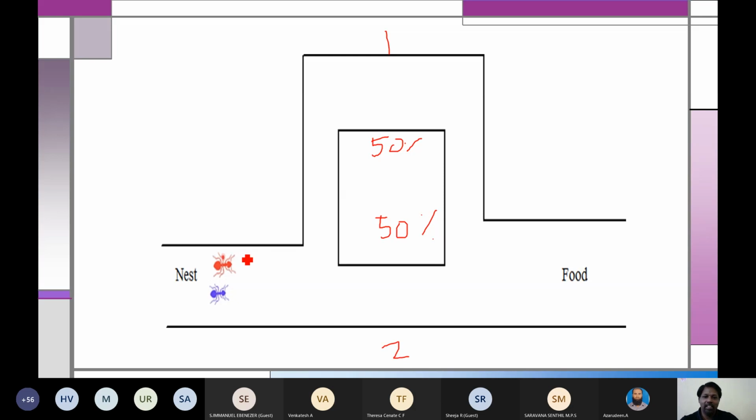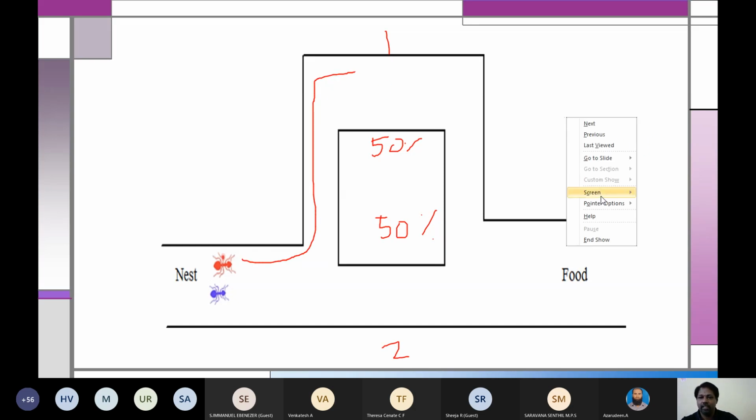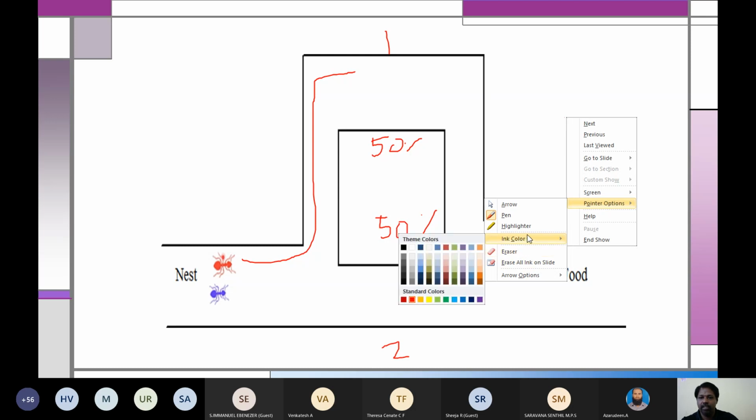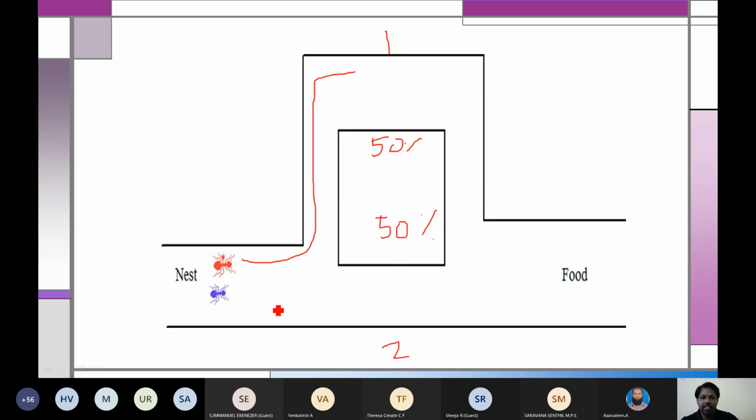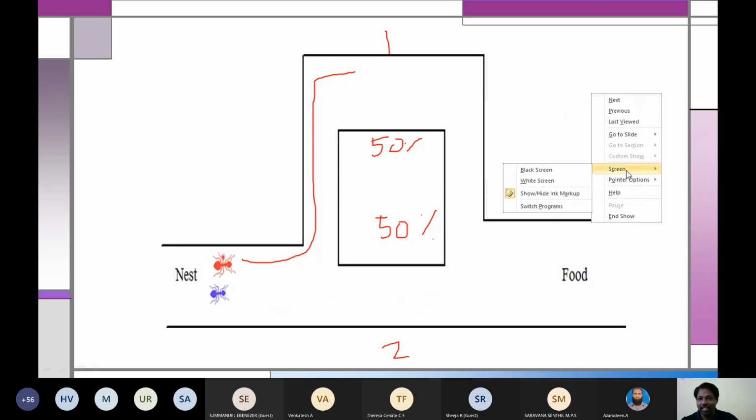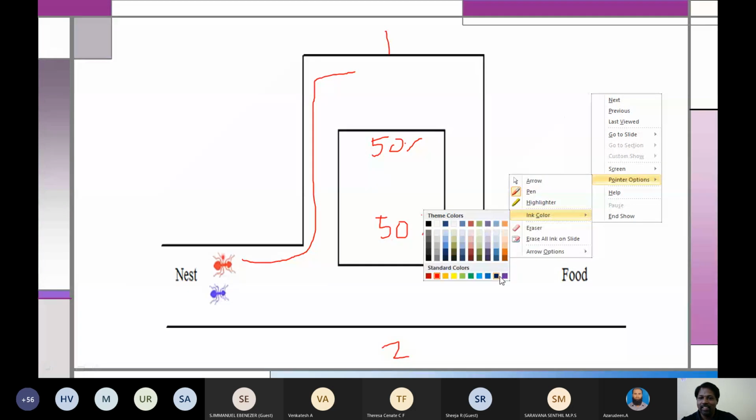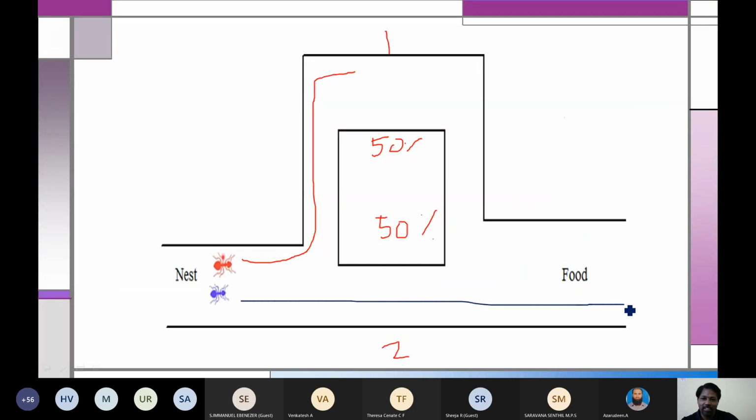Okay, so the first ant is moving in the first path. And the second ant will move in the second path. But you can see the second path is shorter. So the second ant will reach very fast.